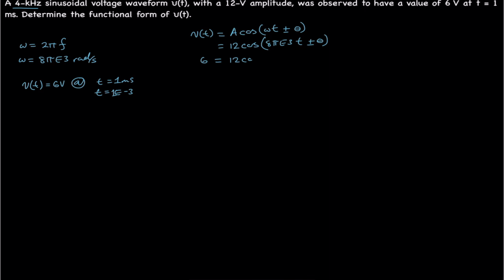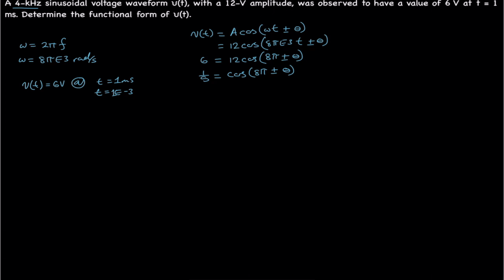And we have 12 cosine, and then omega times t, 8 pi e to the 3. If we multiply e to the 3 times 1 e to the minus 3, we'll get 8 pi, and that is going to be plus or minus theta. We then divide 6 by 12. That is 1 over 2. That's equal to cosine of 8 pi plus or minus theta.